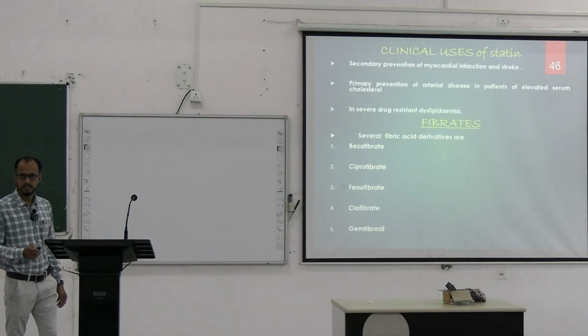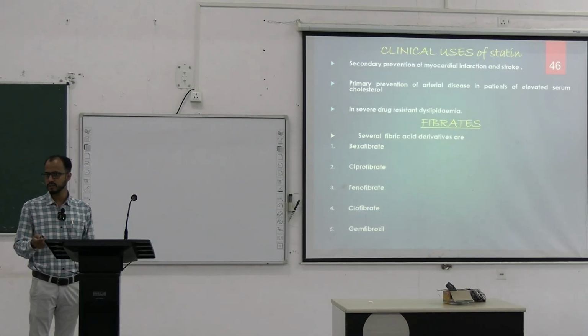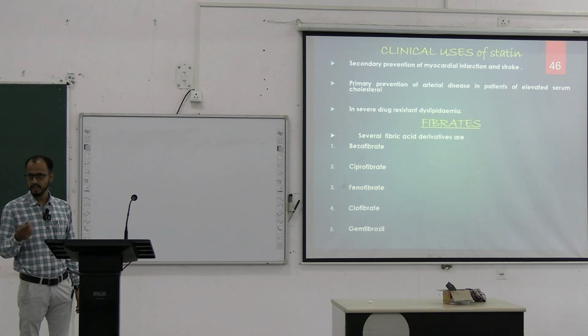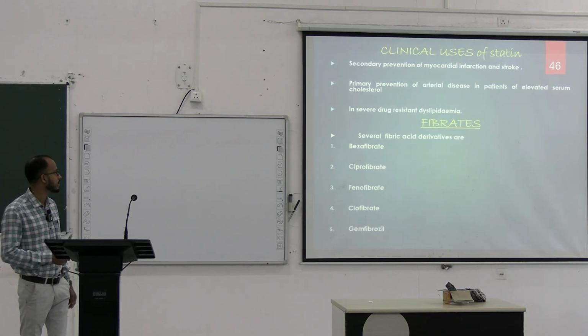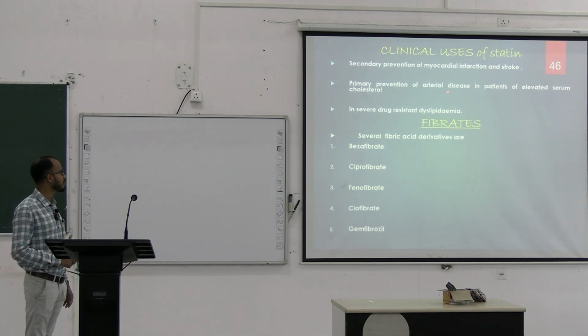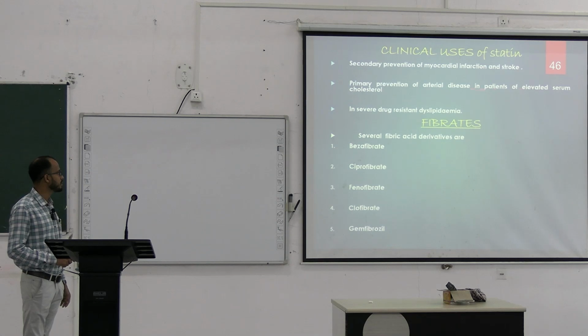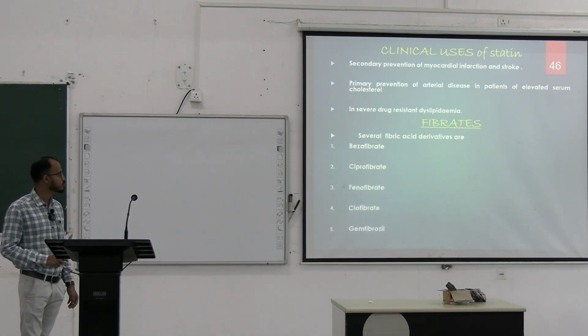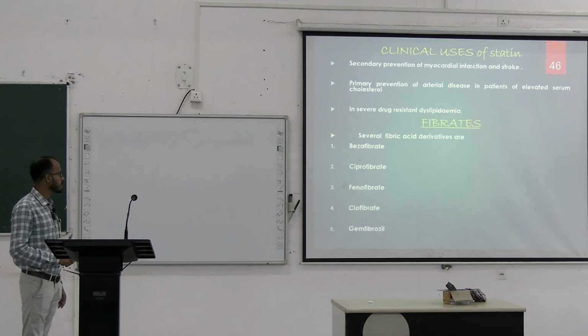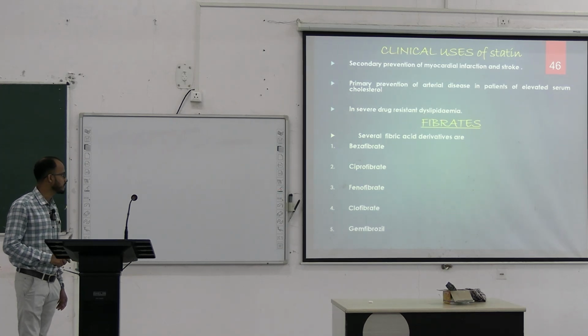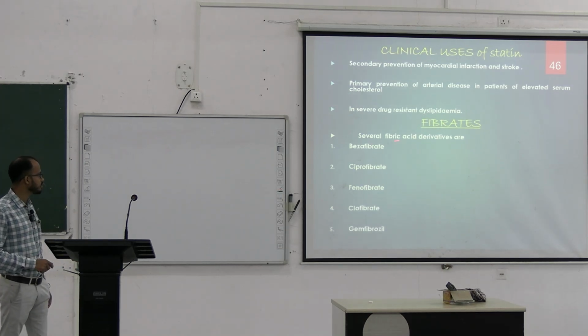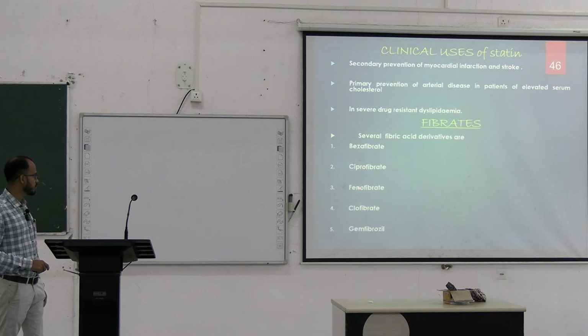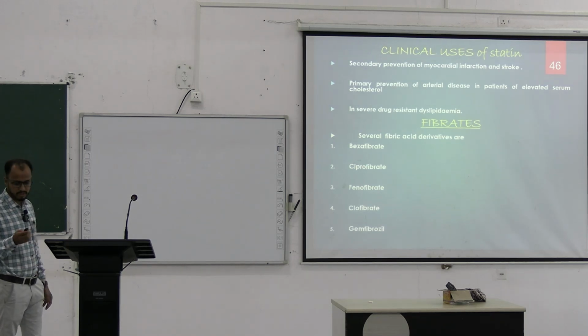So what are the clinical uses of statin? We use statin when there is primary hyperlipidemia, for primary prevention of arterial disease in patients with elevated serum cholesterol, and for secondary prevention of myocardial infarction and stroke. Next one is fibrate, that is fibric acid derivative. Fibric acid derivatives are grossly classified into bezafibrate, ciprofibrate, fenofibrate, clofibrate and gemfibrozil.